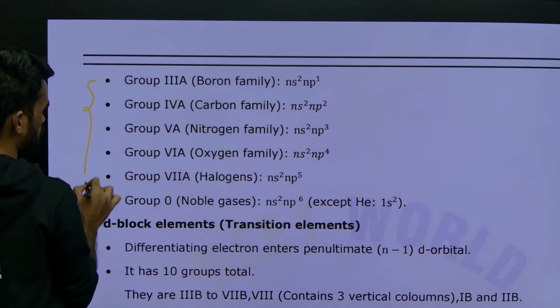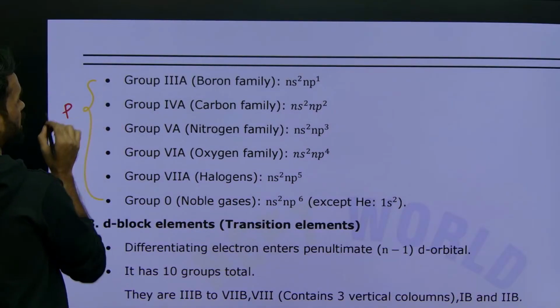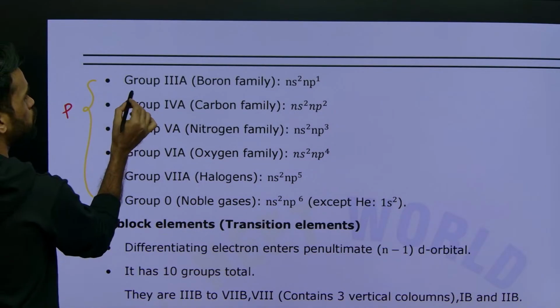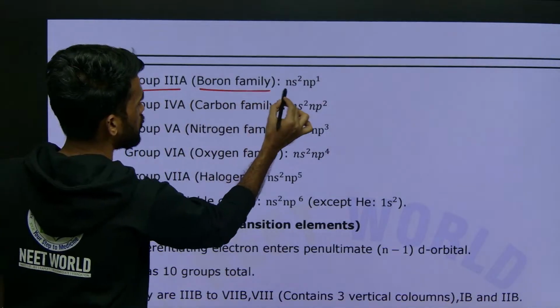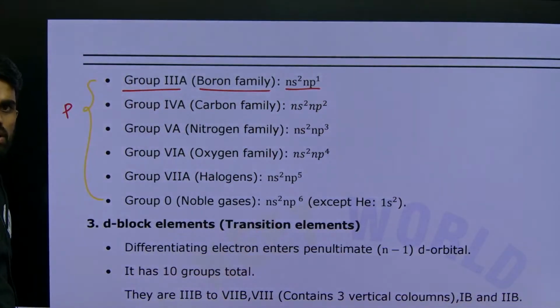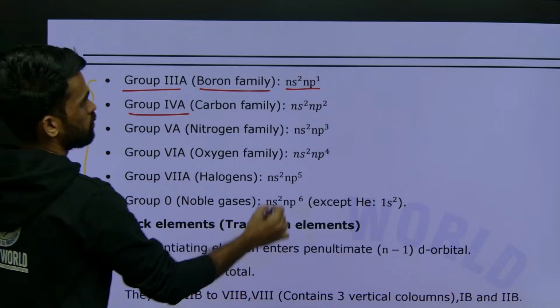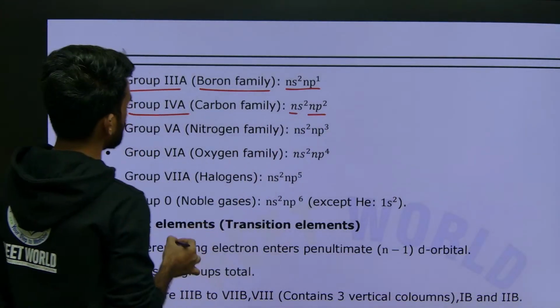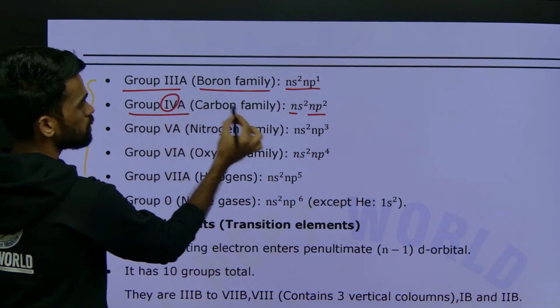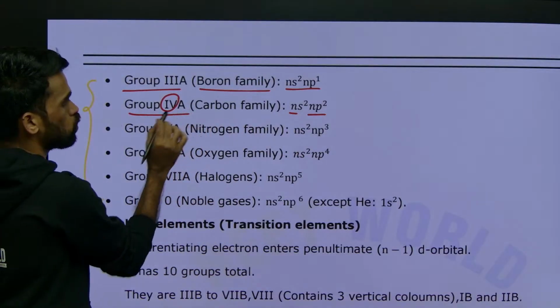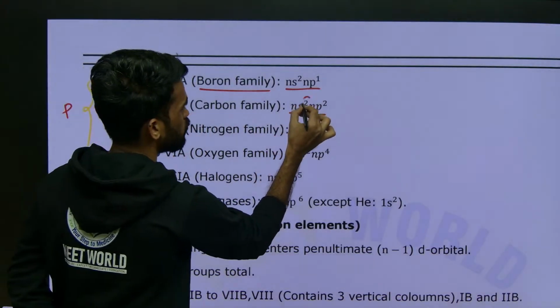All these groups belong to the p block. How many are there? Six. Group 13 elements are the boron family, having electronic configuration ns2 np1. Next is the carbon family, the 4A group, with ns2 np2 electrons, the 14th group. You can say 14th group or 4A group. So there should be 4 electrons here.